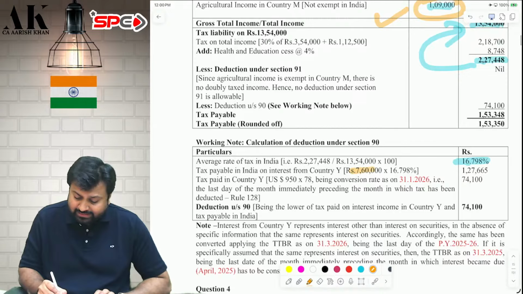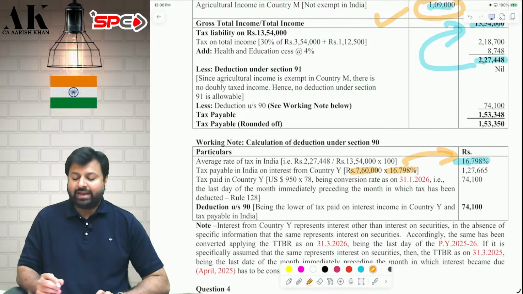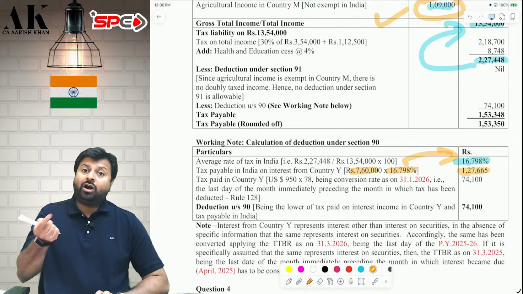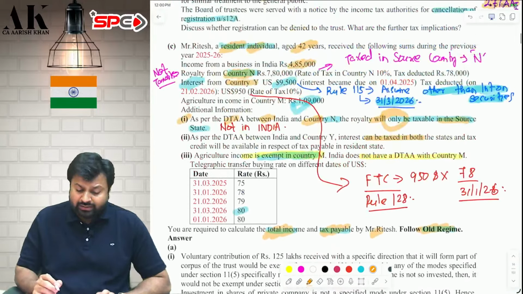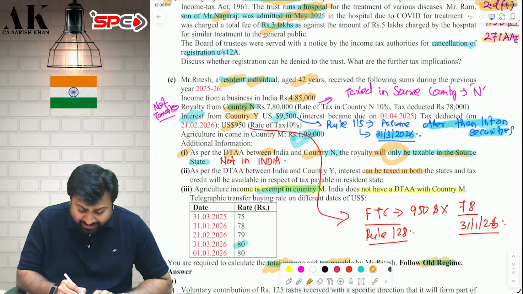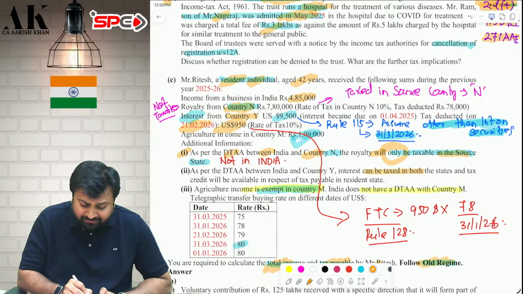Therefore, on 7,60,000, you will apply India's average rate. India's average rate is 16.798. This is the tax payable in India on 7,60,000. Now, how much is the tax payable in foreign country on this particular income? Let's see. You have paid $950 in country Y, when you have paid on 21st of February.